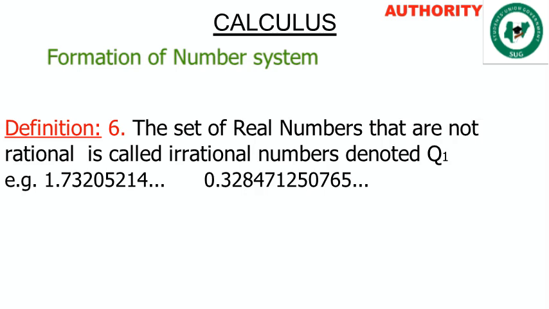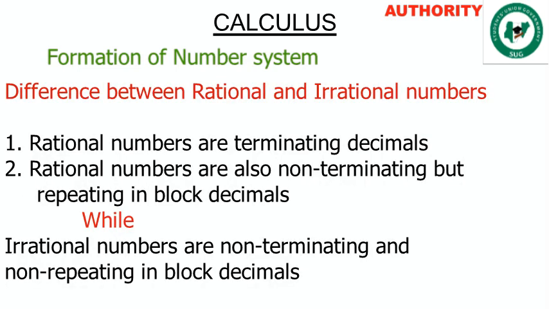Now let's see the difference between rational numbers and irrational numbers. We have a major difference. Let me show you. Number one, rational numbers are terminating decimals. They terminate. And number two, rational numbers are also non-terminating but repeating in blocks. But irrational numbers are non-terminating and also not repeating in blocks. You get what I'm saying?